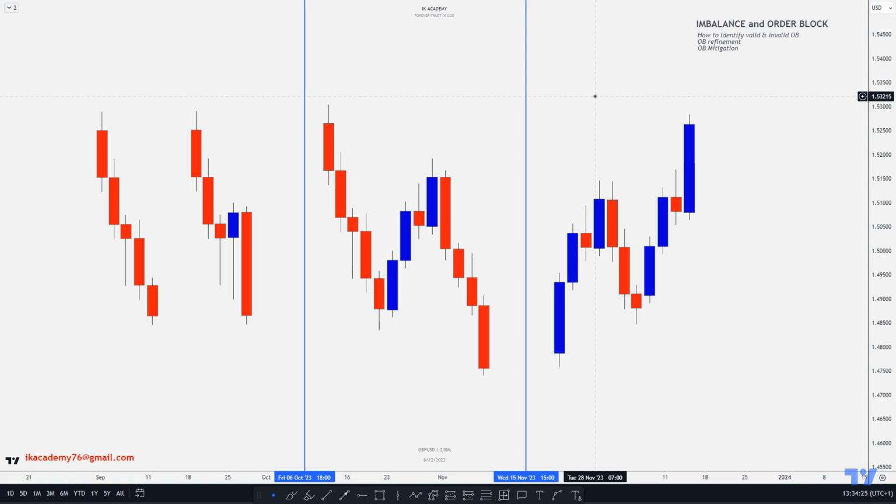Inefficiencies in price. So how do you spot an imbalance? I'm not going to explain what imbalance is. I'm just going to explain how you can spot imbalance on the chart or on the candlesticks. So basically, how do you identify imbalance? We're looking at this particular point here. That's where we're looking at imbalance. This is our imbalance here.